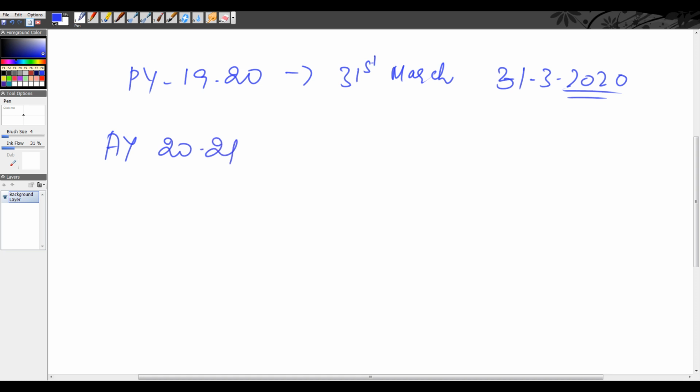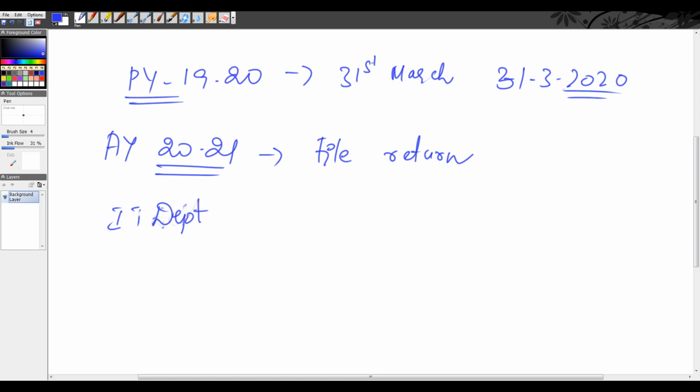In this assessment year, Mr. A would be required to file the return of income. So Mr. A has to now file the return of income because he has earned income during the previous year, and the same will be assessed by the income tax department. Sorry about that. It's not act, it is income tax department.